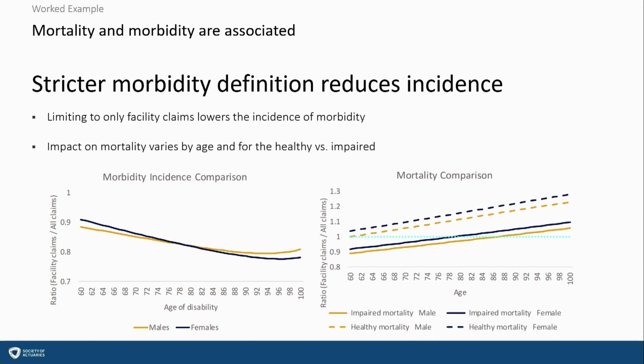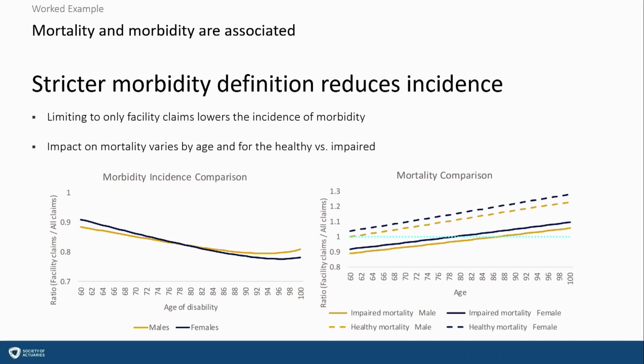And we take the ratio, so we're taking the facility-only, so we're taking the stricter definition dividing by the looser definition. And what do we find, for example, across all ages, we're finding that incidence comes down. So we're finding for age 60, you're kind of getting a 90% incidence on the more strict claim definition. Seems reasonably logical, nothing unusual about that.